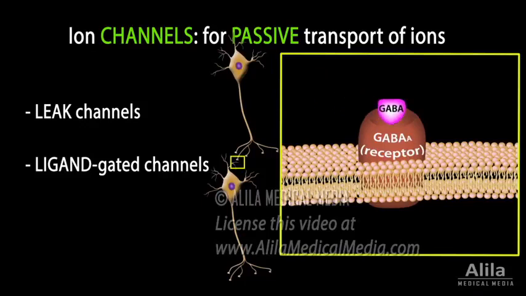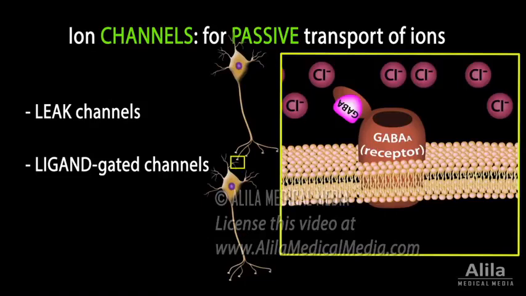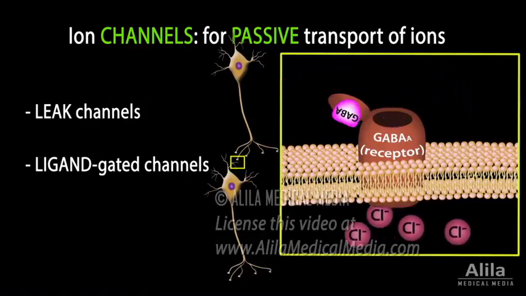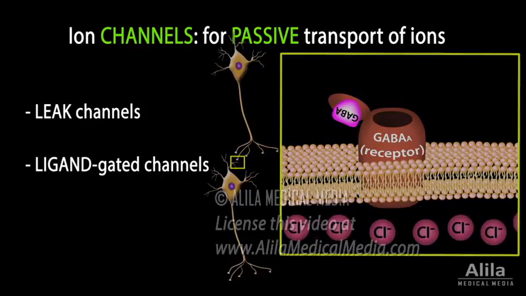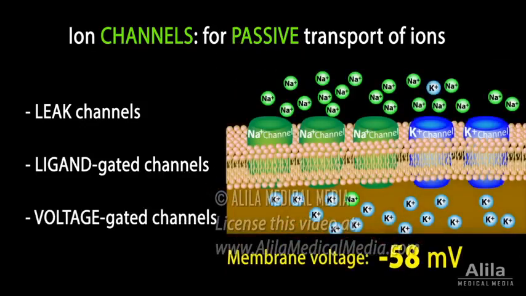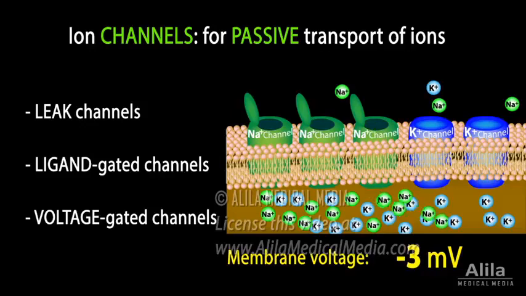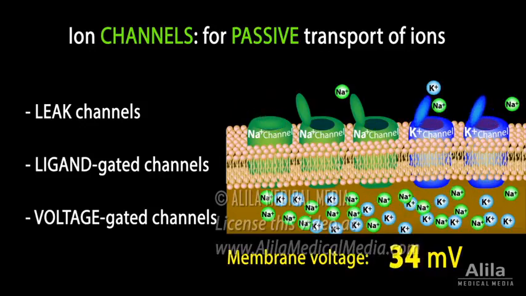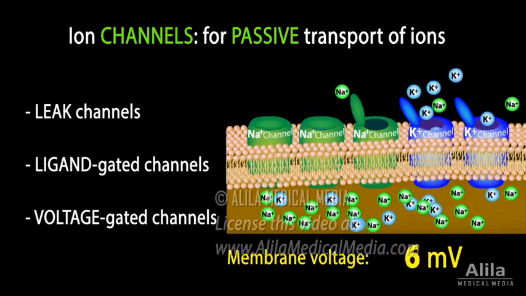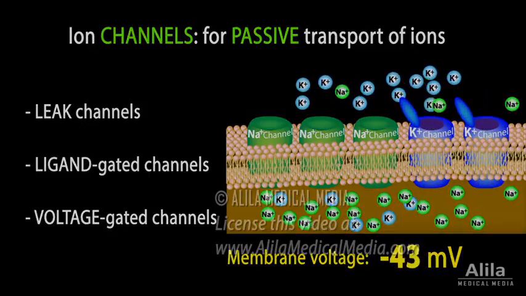It opens upon binding to GABA, a neurotransmitter released by the presynaptic neuron, and allows chloride ions to flow into the cell. Voltage-gated ion channels are regulated by membrane voltage. They open at some values of the membrane potential and close at others. These are the channels that underlie action potentials in neurons and cardiac muscles.